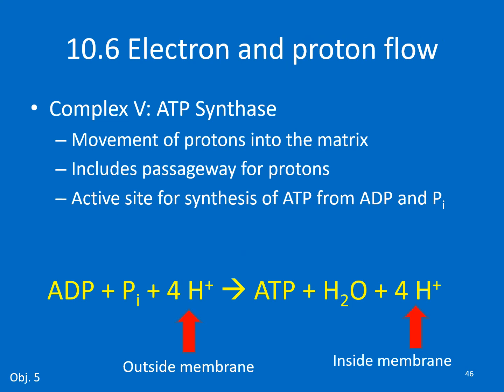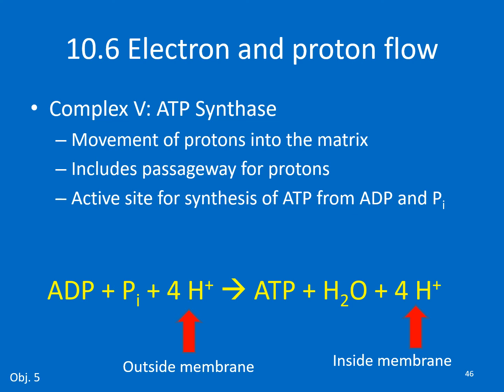So complex 5, ATP synthase. This one, the name sort of makes sense. It synthesizes ATP, ATP synthase. And what it harnesses for energy is that movement of protons back into the mitochondria. So this complex includes a little passageway for protons to travel through, and as the protons travel through, they give it the energy to synthesize ATP. So it's got a passageway for protons and an active site for synthesis of ATP. Actually, it has 3 active sites for making ATP.